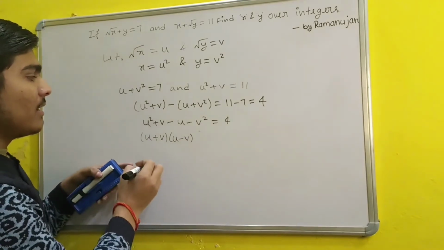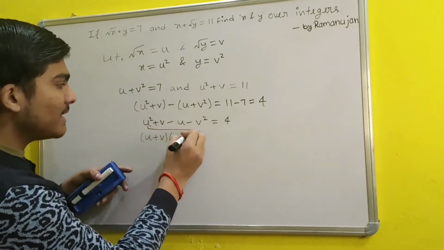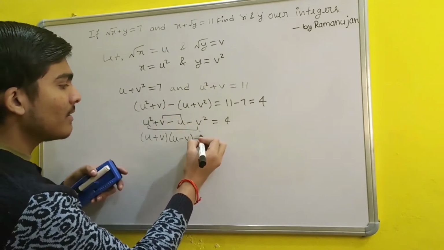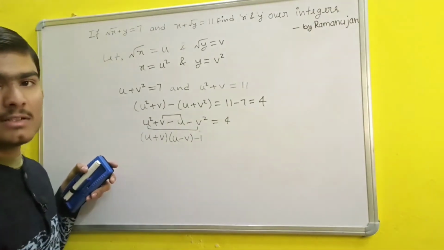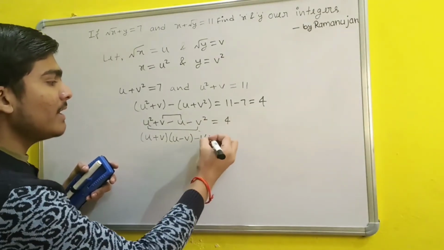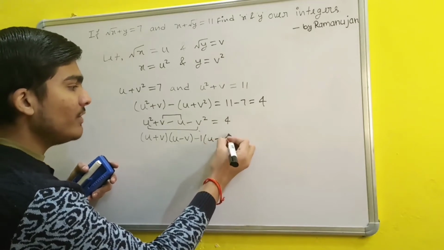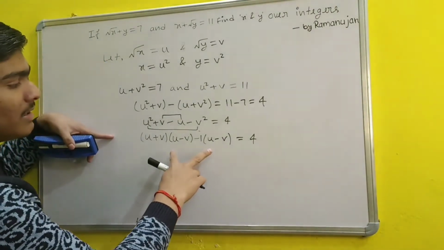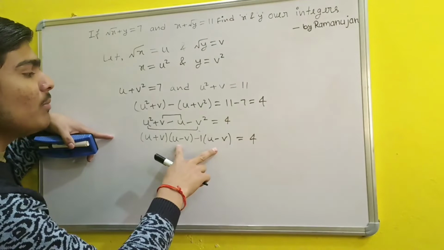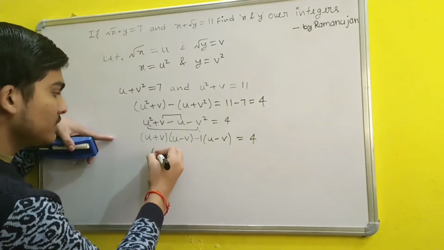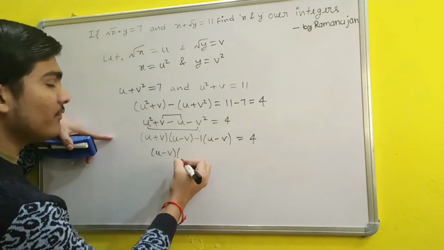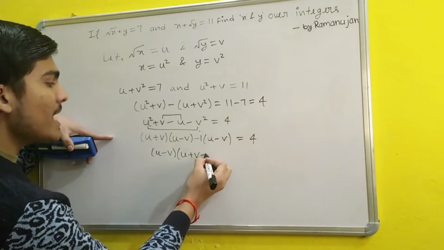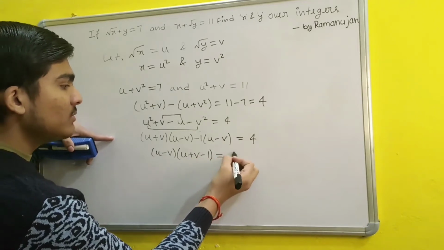This was taken from this and that. Now from these two we can factor out minus 1 and the remaining part will be u minus v. Now we can factor out u minus v from both of them. So u minus v in the first bracket and u plus v minus 1 in the second bracket equals 4.